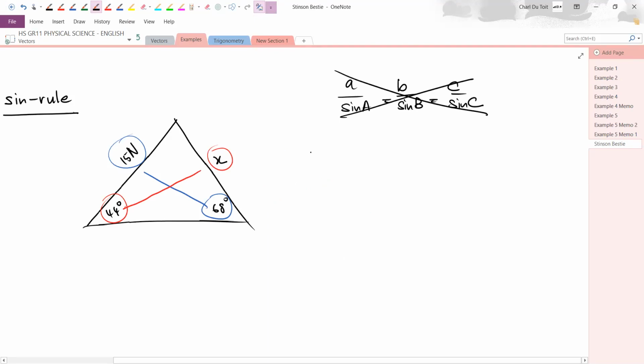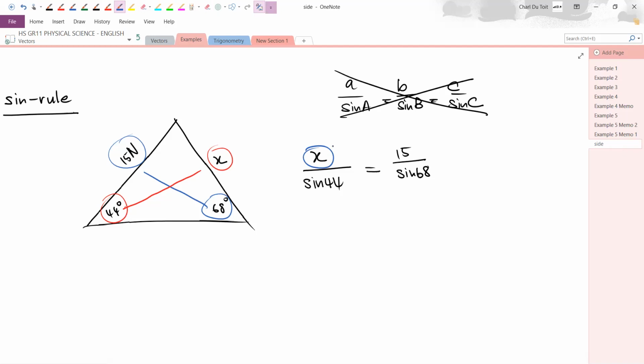So I'm going to do X, because that's what I want, on top of the angle. So that's sin 44. So the side that I want to know over sin of the angle, and that will equal the combination of the stuff I have, 15 on top and sin 68 at the bottom. You can also flip it around and have the sin 44 on top with the X at the bottom, the sin 68 on top with the 15 at the bottom. But in science, we always want to know what the tension in the rope is, so your Newton value or your side value will always be on the top.